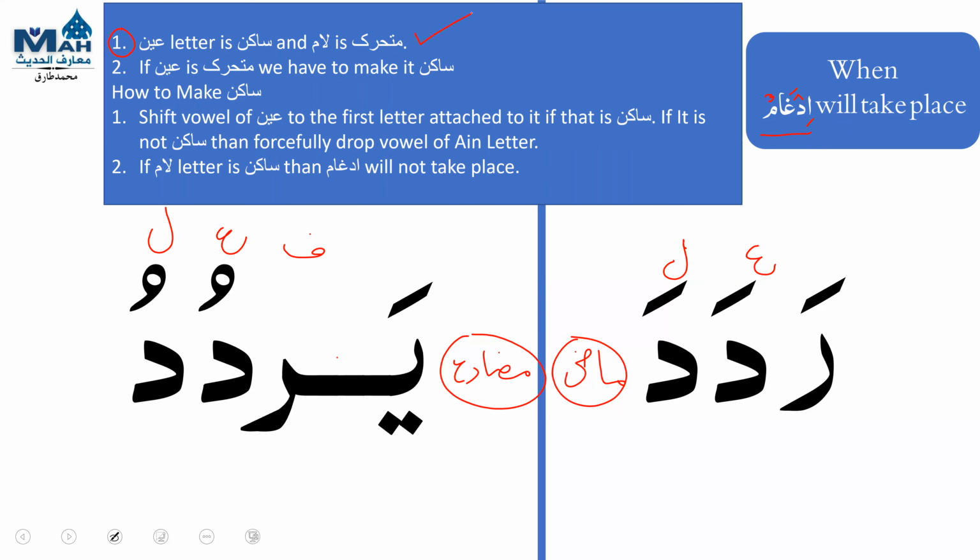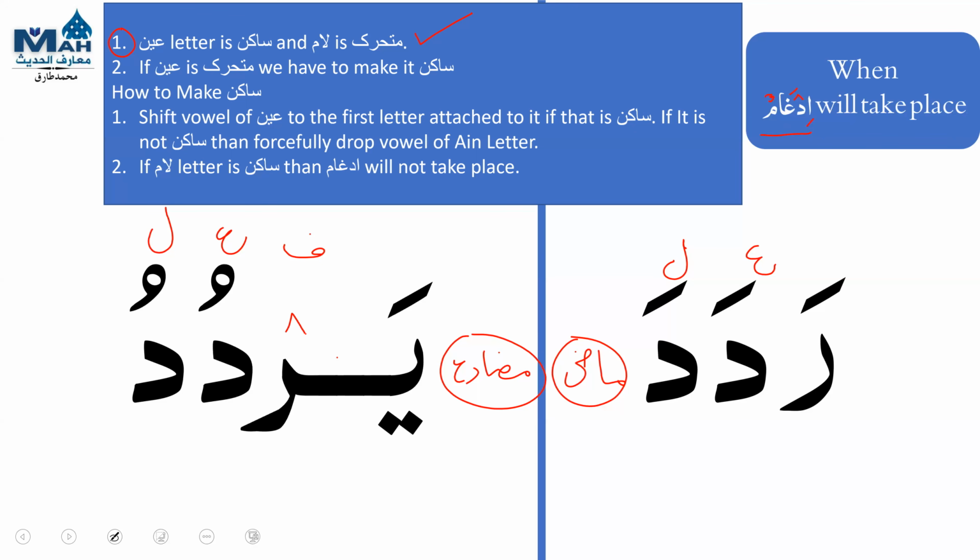What does mutaharrik mean? It has movement, it has a vowel: fatha, kasra, or damma. Such a letter is called mutaharrik. If none of these three, then we call it sakin. Like this, ra is sakin in fil mudare.